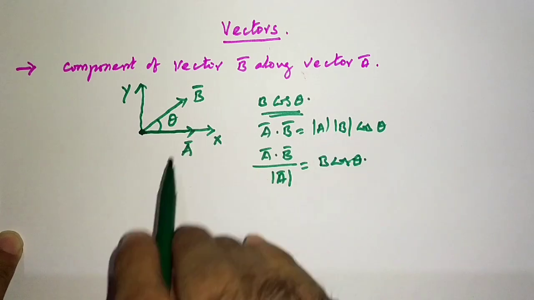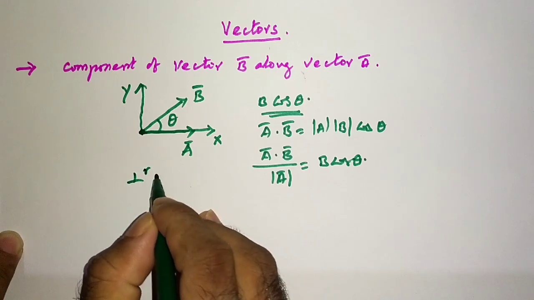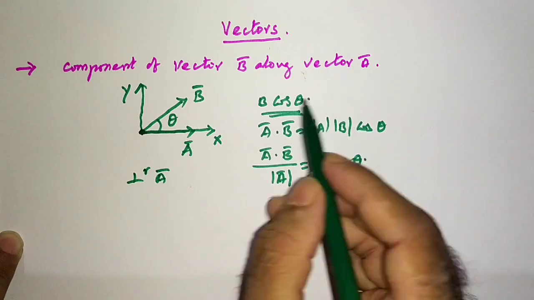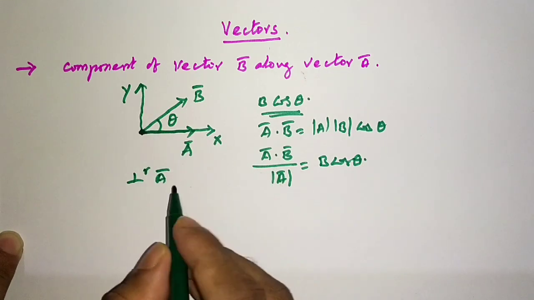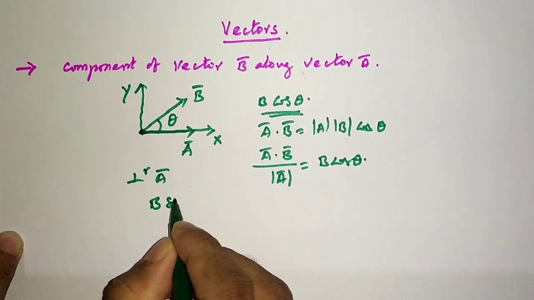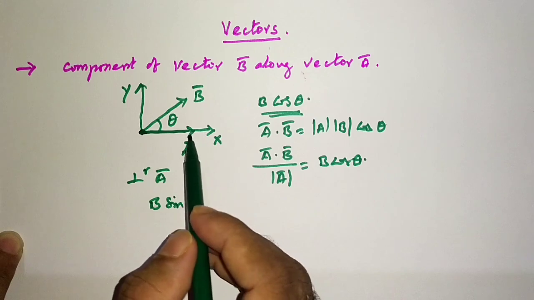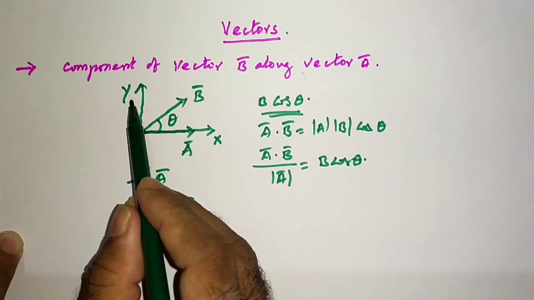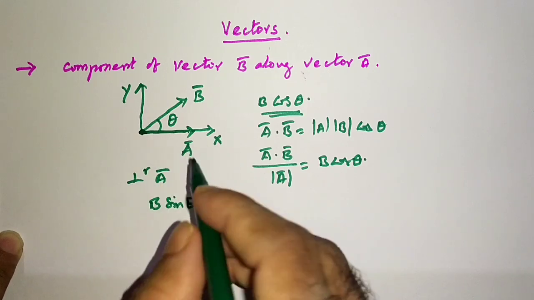What is the component of B perpendicular to A? That is B sin theta. Simple. Here B sin theta is the component of vector B perpendicular to vector A. So from this you can calculate the answer.